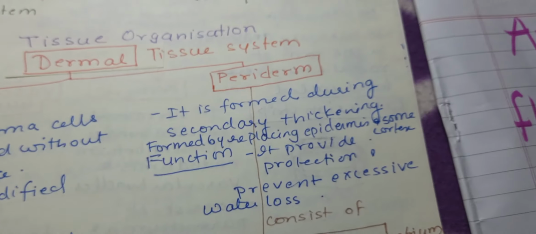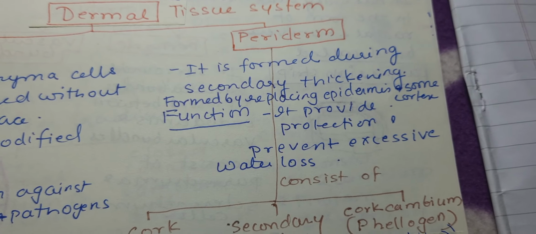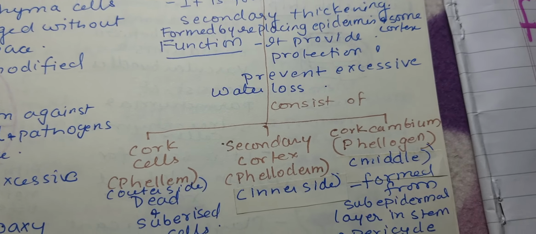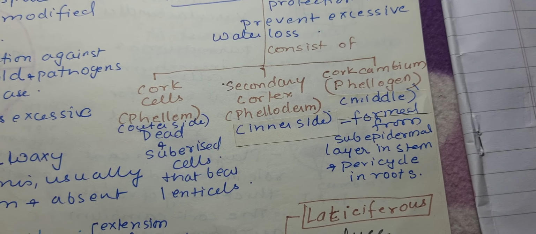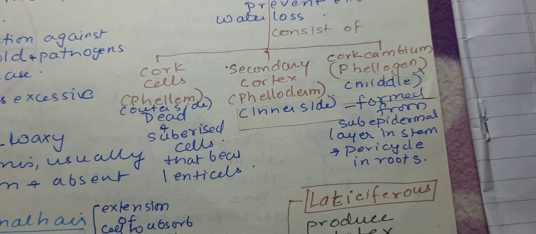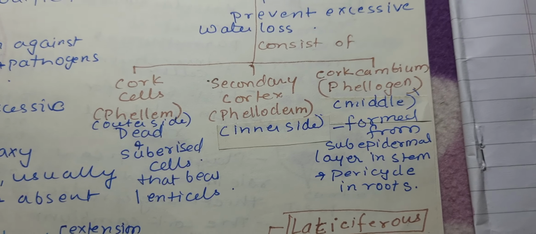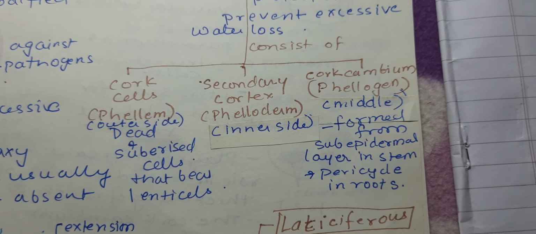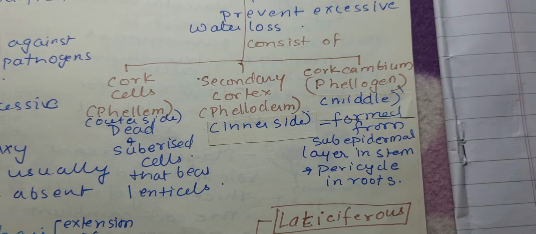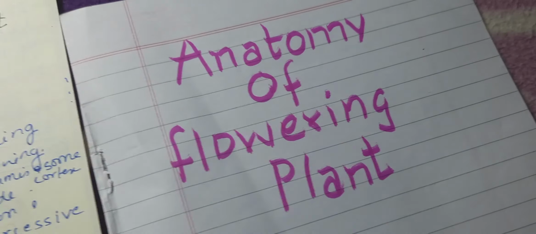Okay. Now if you look at the periderm, which is again a dermal tissue, the function is again protection, and it is formed during secondary thickening. It consists of three different types of tissues: cork cells, secondary cortex, and cork cambium. The cork cells are dead suberised cells that bear lenticels on the outer surface. Secondary cortex is toward the inner side, and cork cambium is the middle layer, formed from the subepidermal layer in the stem and from the pericycle in the root.